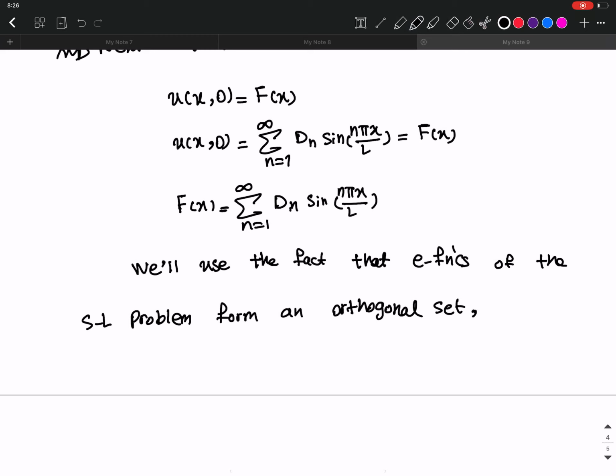So this means that the inner product of un and um should be 0 for all n not equal to m. So if n is not equal to m, the inner product of them should be 0. So I'm going to use this fact to be able to find all the dn's here, the dn coefficients here, okay?